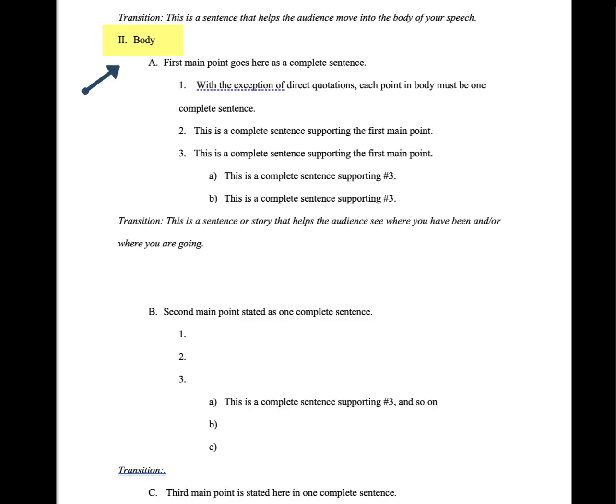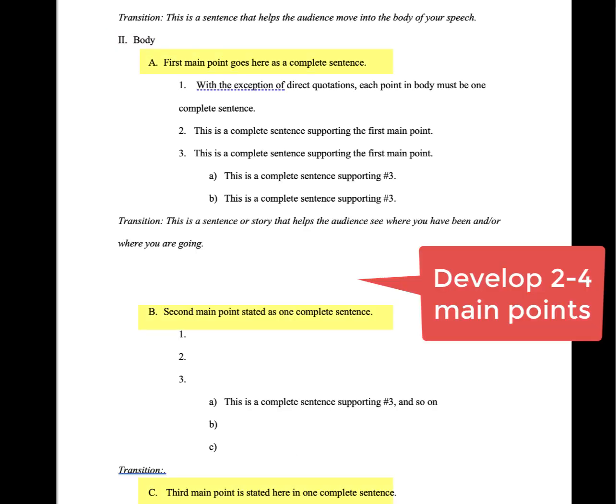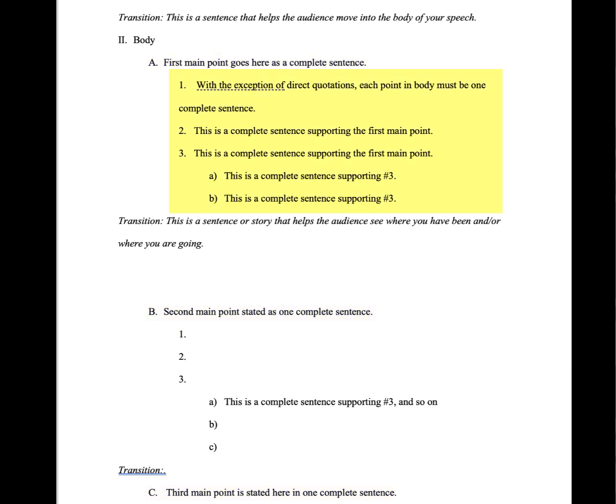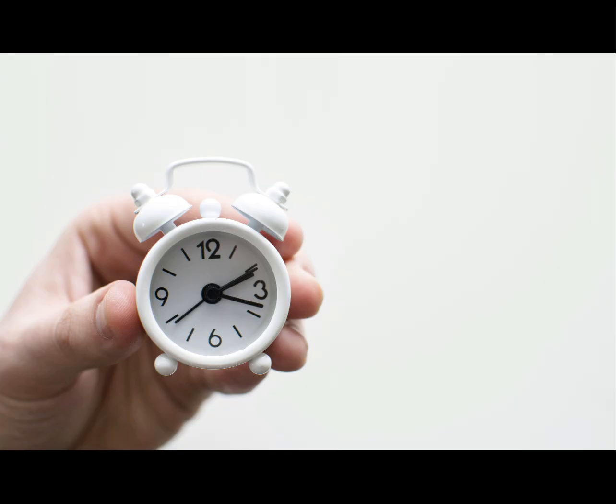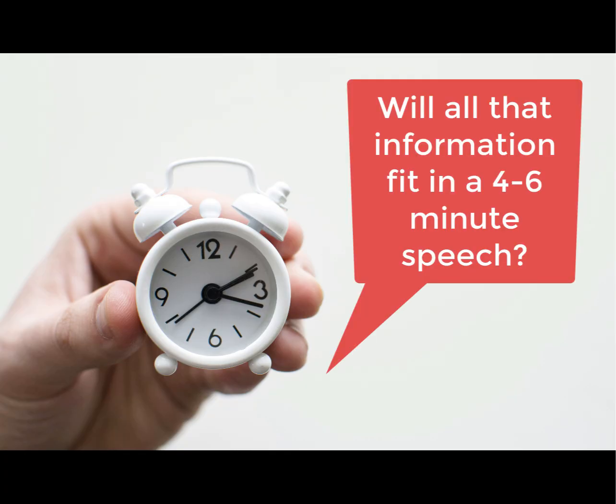Moving on to the body of the speech, develop 2 to 4 main points that support your thesis. You'll want to use supporting evidence to build out your outline by adding your own personal knowledge, experience, and wisdom, academic resources, research support such as statistics, testimony, or interview data as sub or supporting points. Don't forget about the time allotted for your speech as you craft the outline.